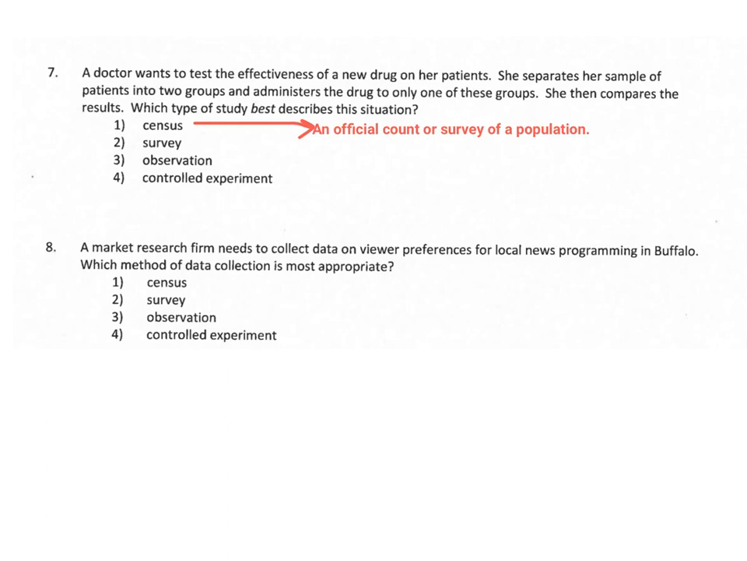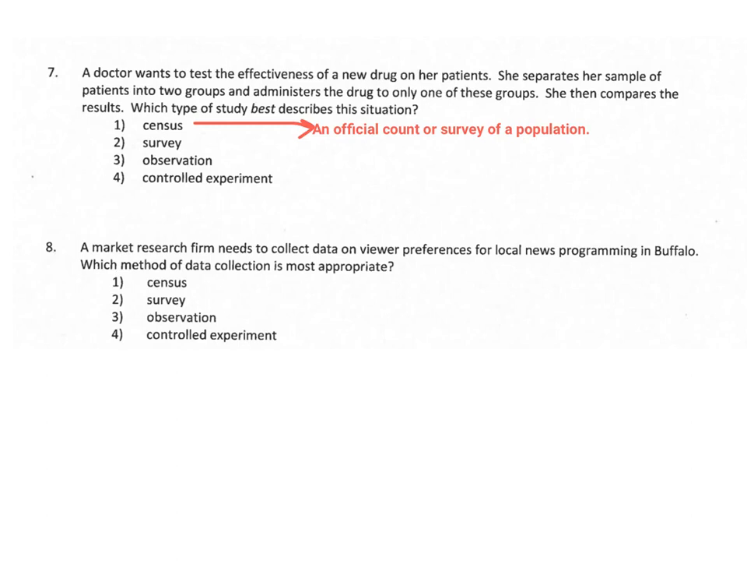All right, if you take a look at 7 and 8, you see there's a new term there, census, which we haven't talked about yet. If you want to put this in your notes, all a census is, is an official count or survey of a population. That's where they're surveying the entire population and making it official.